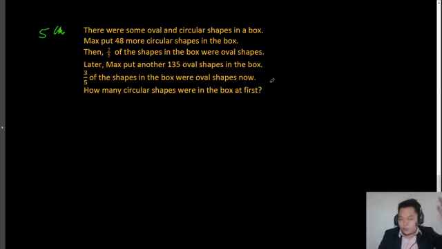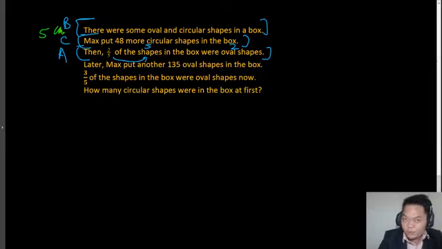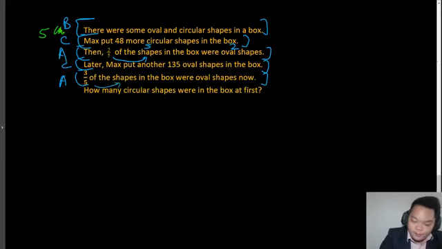Right, this is going to be one of the harder types of problems that you'll see. Model can still solve this, it's just going to take a lot longer. Okay, so let's see how we can do this. This was before anything happened. Max put in 48 circular shapes, then there is an after result. 2/5 of the shapes in the box were oval, so what this means is that 3 goes to circular. Max put in another 135 oval shapes into the box. There is another after here. 3/5 of the shapes in the box are now oval.